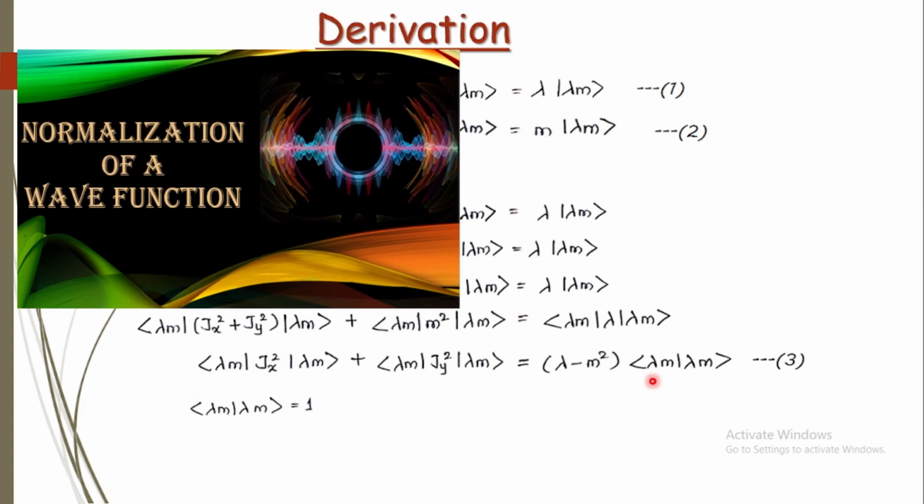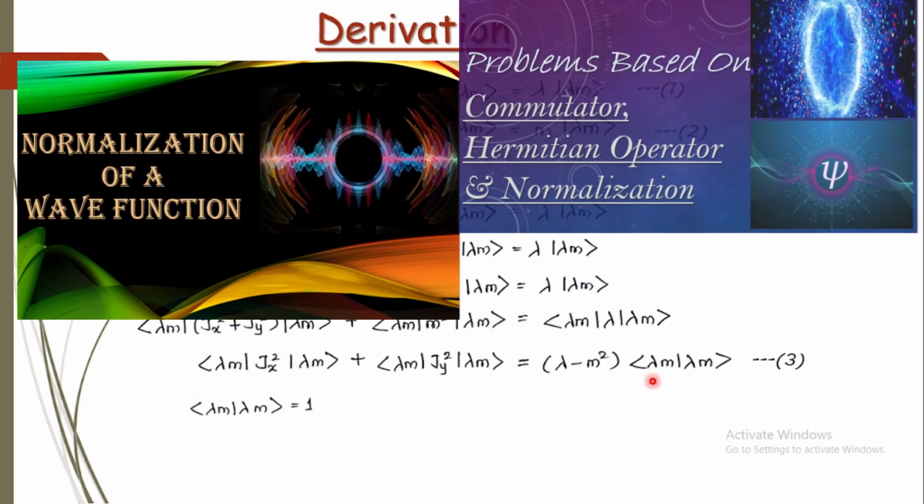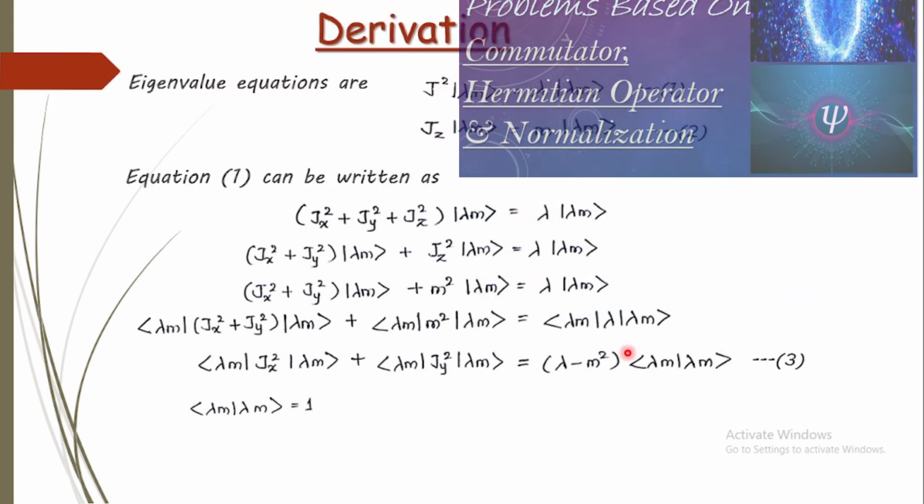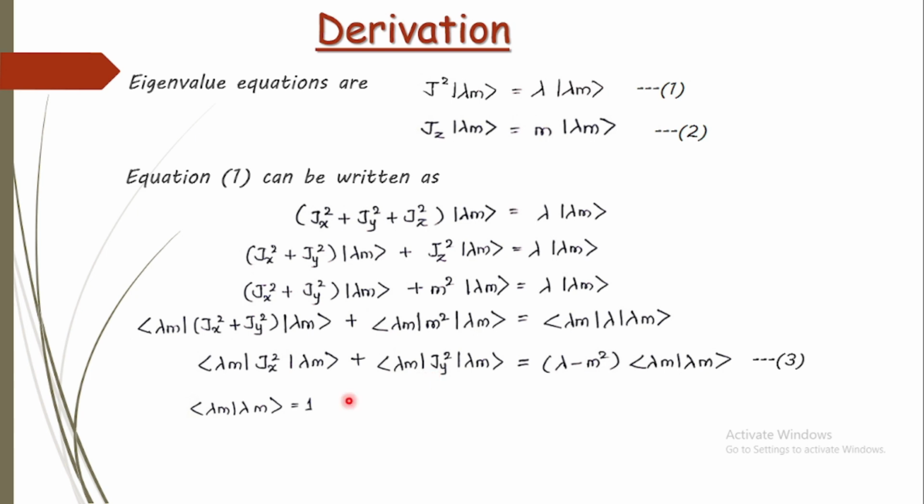We have solved some problems where we found the normalizing constant. Instead of integral form, we have just made use of bracket notation here. So this itself is the normalization condition, which in integral form can be written as the integral of lambda m star into lambda m d tau equals 1. Whenever we have a bra function, it is understood to be a complex conjugate, and the ket function remains as it is, which is evident in this integral form.